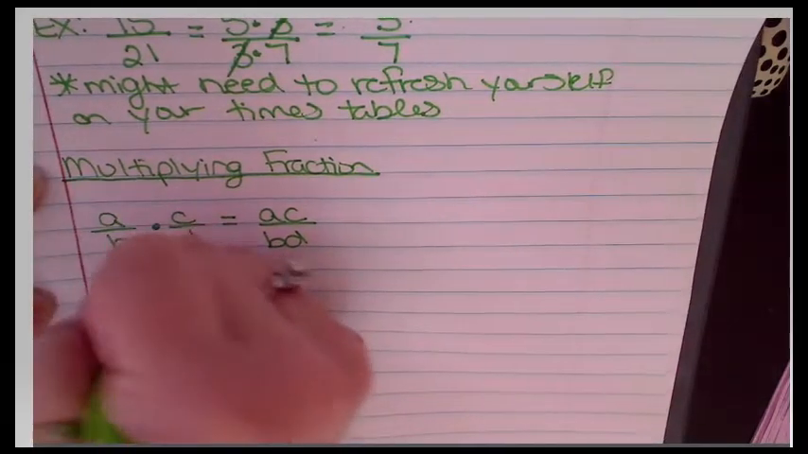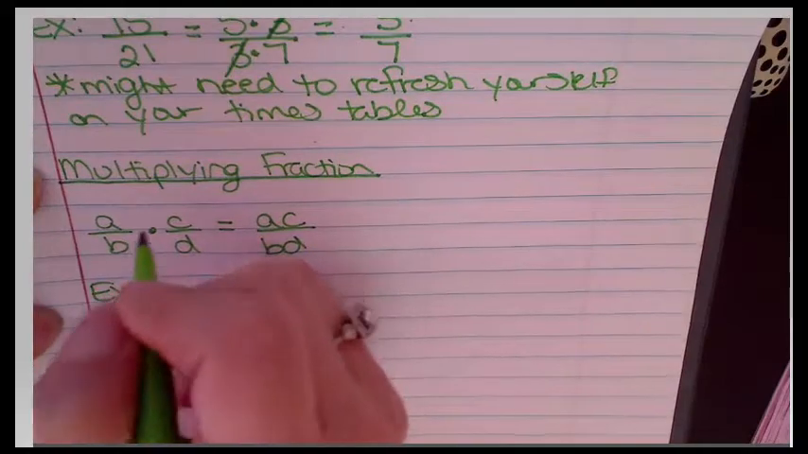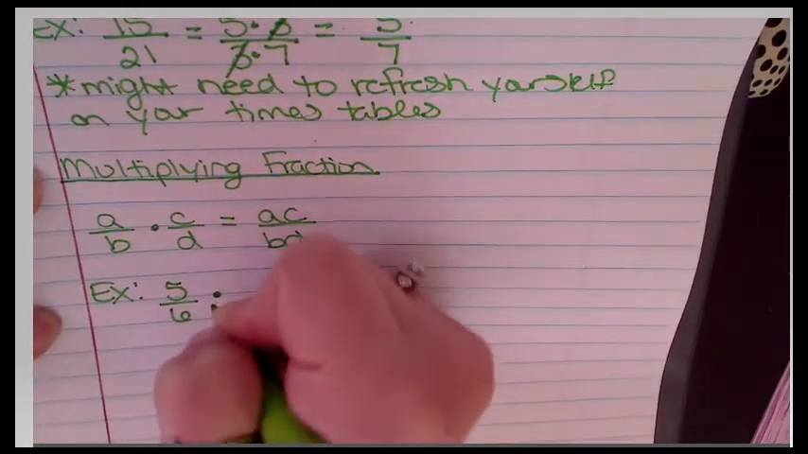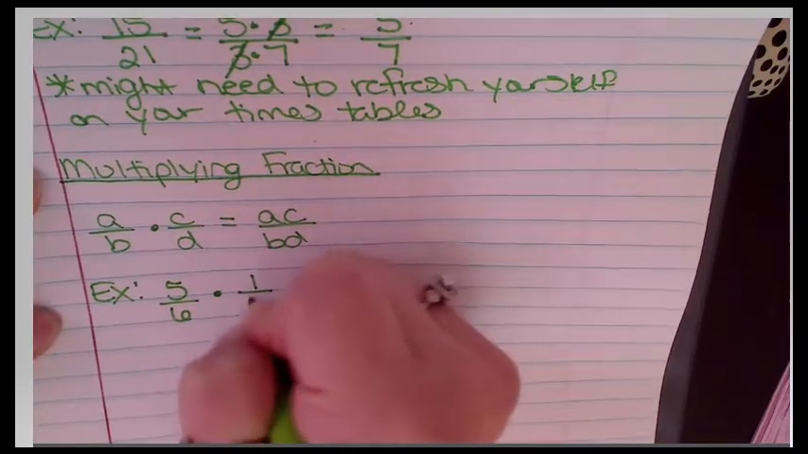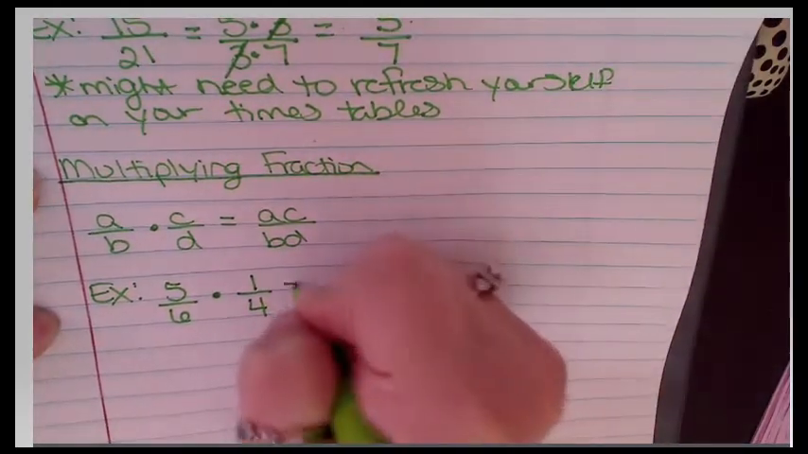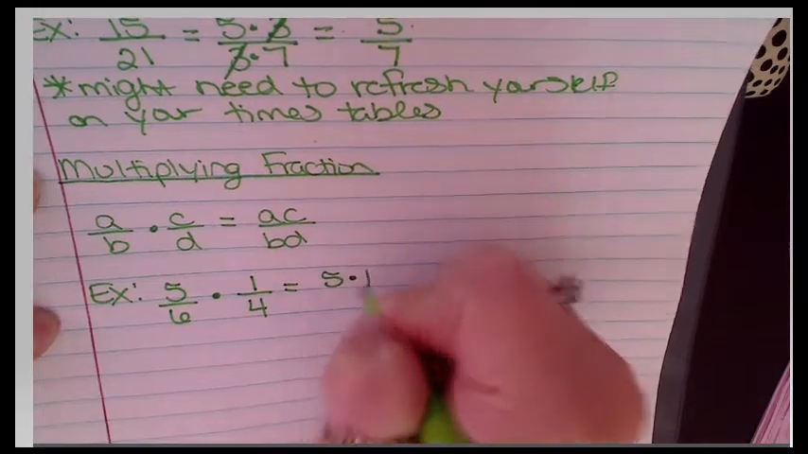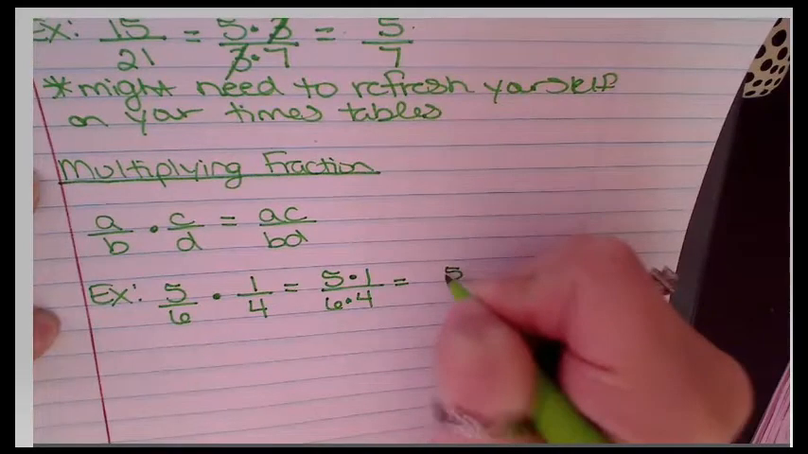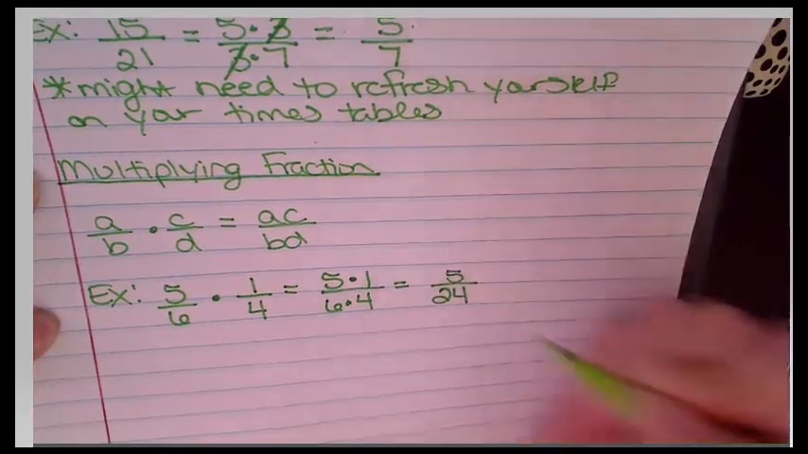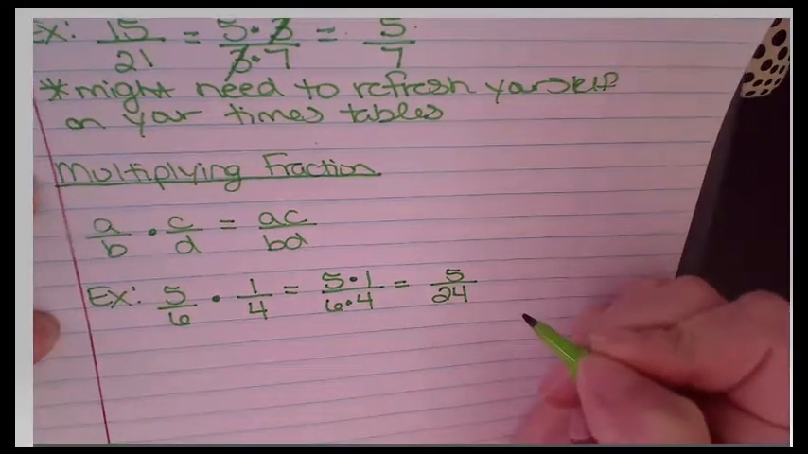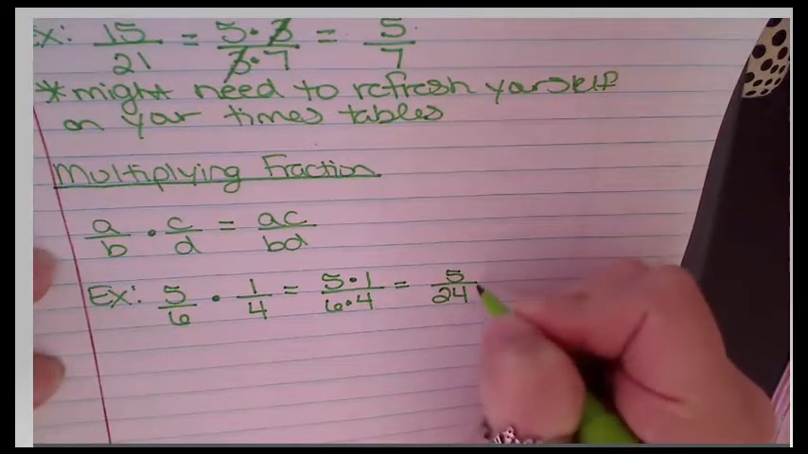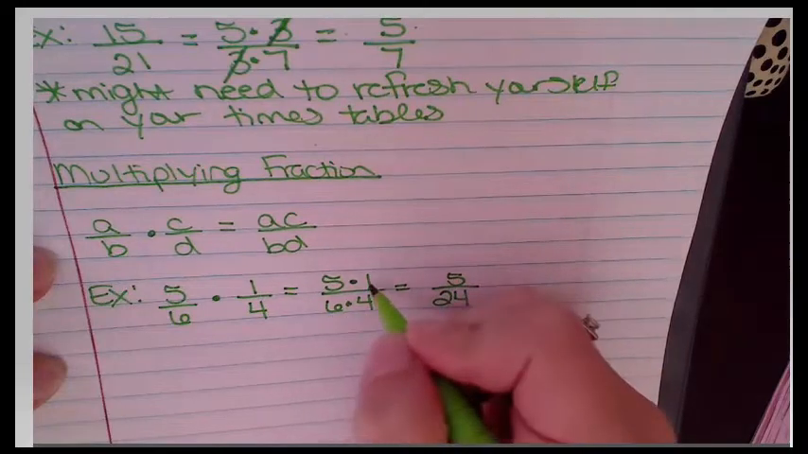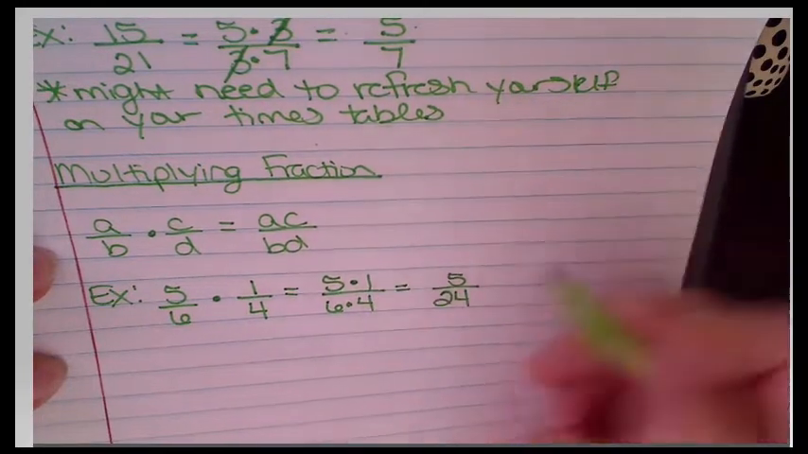So let's see an example of this. If we have 5 over 6 times 1 over 4. So what we're doing is we're taking 5 times 1 over 6 times 4. And that will give us a 5 on top and a 24 on bottom. Before you put that in, though, you have to make sure that there's nothing in common. There's nothing in common with our 5 and our 4 or our 6 and our 1, because we need to have a simplified fraction.